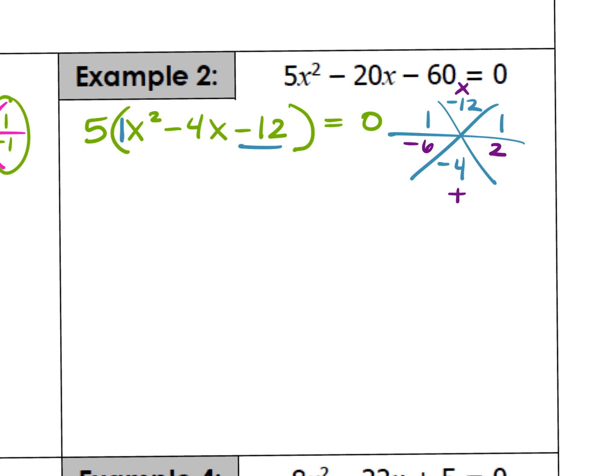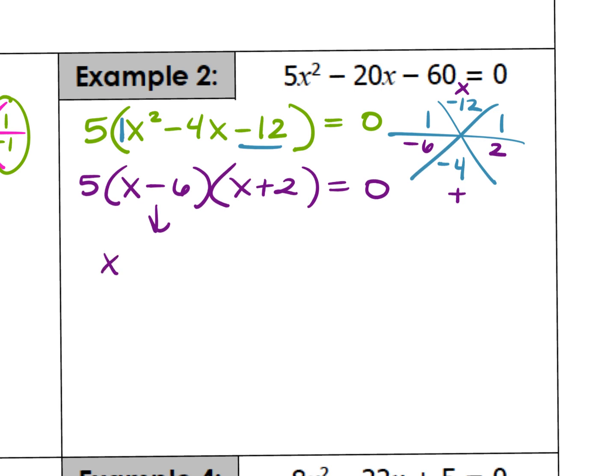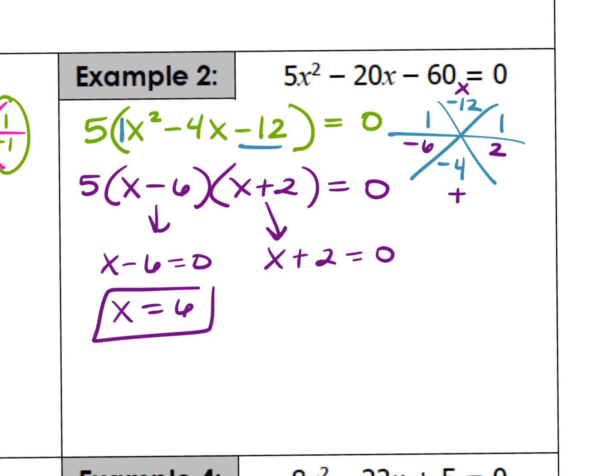Negative 6, positive 2. So from here, you have 5 times x minus 6 and x plus 2 equal to 0. How many answers are you going to have? 2. So you're going to take it from this, x minus 6 equals 0, and from this, x plus 2 equals 0. So this one adds 6, x is 6. This one subtract 2, so x is negative 2. Questions on that? Okay.